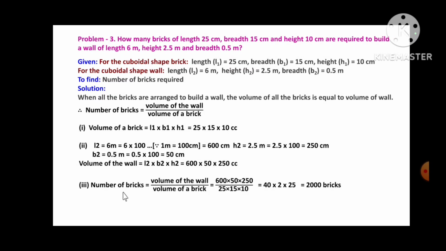Friends, we know that the number of bricks required will be equal to volume of the wall upon volume of the brick. The volume of the wall is 600 into 50 into 250 and the volume of the brick is 25 into 15 into 10. After simplifying, carrying out the division, we get 40 into 2 into 25 and the multiplication of this is 2000. So friends, the final answer is 2000 bricks are required to build this wall. So I think you got this. Let us turn to the next problem, number 4.